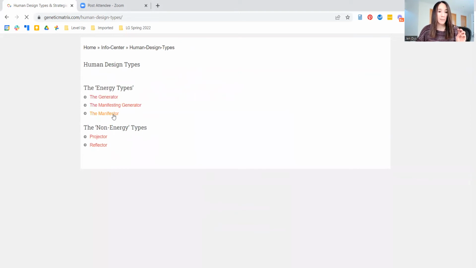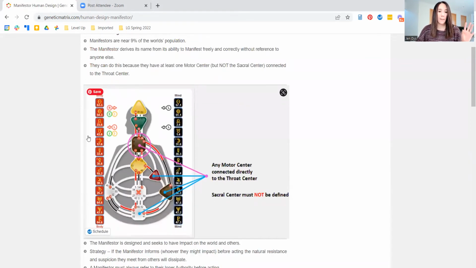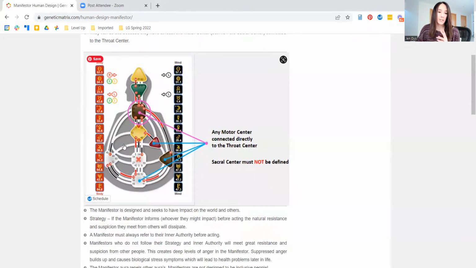The next type is the manifester. From here on out, none of the rest of the types have the sacral center defined. So to be a manifester, the sacral center is not defined. So this is a pure manifester. Pure manifestors make up about 9% of the world's population, and there is no sacral center defined.